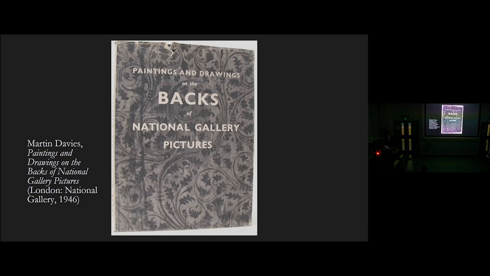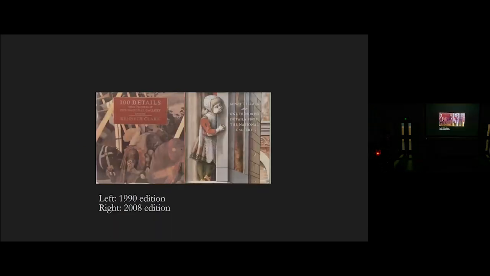Clark's 100 Details, though, continued to have a life that far outstripped these companion volumes. In 1996, under Neil MacGregor's directorship, a new, smaller format edition was issued, this time in colour, with Clark's commentary printed alongside the images. The cropping differs slightly in most cases, and at the back of the book are black and white thumbnail images of each painting.